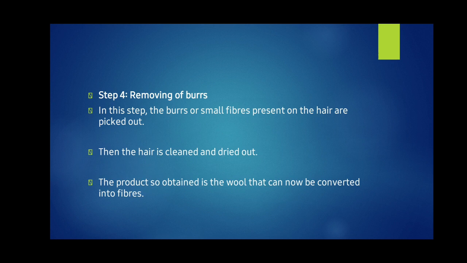Next, removing of burrs. In this step, the burrs or small fibers present on the hair are picked out. Then the hair is cleaned and dried. The product so obtained is the wool that can now be converted into fibers. So the fourth process is removing of burrs. The burrs are small, like cotton, just very small fibers. They may disturb the process of converting into yarn. That is why we have to remove them. That is known as removing of burrs.